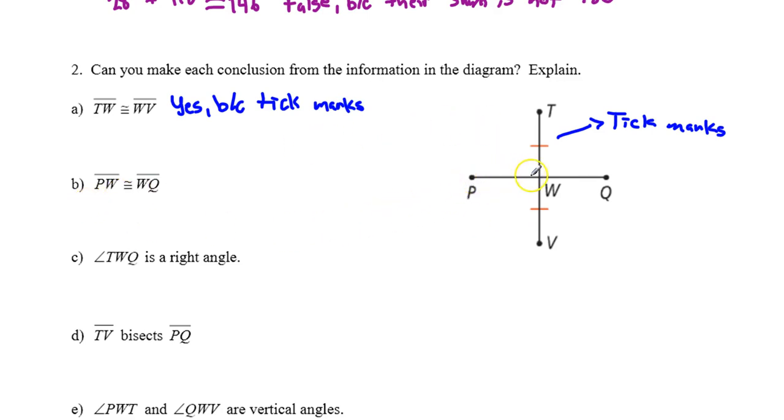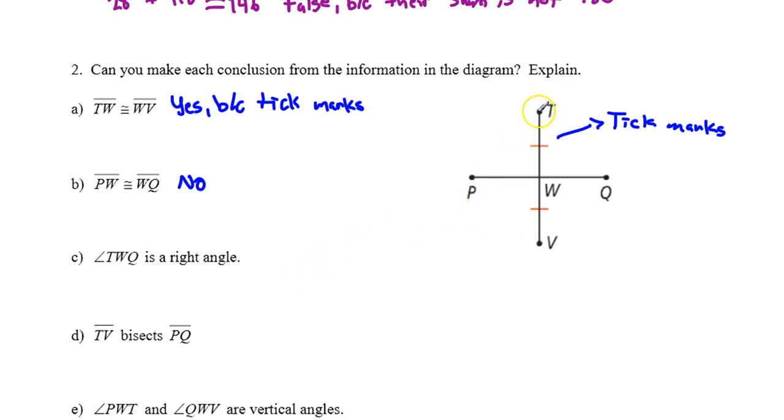Now, PW and WQ, while those two segments look like they're the same, we don't really have any information that tells us that they are. So looks can be deceiving, and so we cannot make that conclusion. Can you make this conclusion? No, we can't make that conclusion.